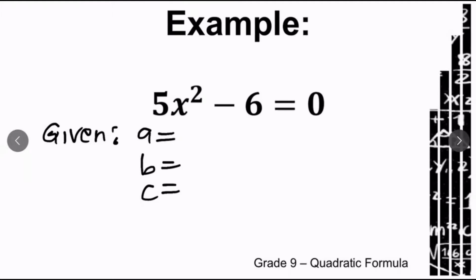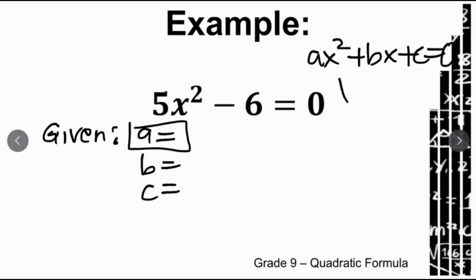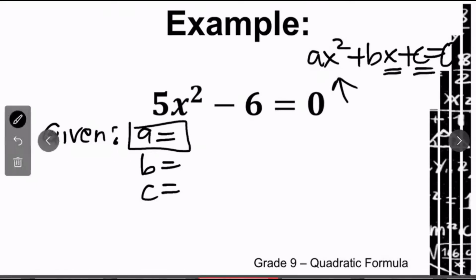Always remember our given quadratic equation is in standard form, so naka-form siya ng ating standard form na ax squared plus bx plus c is equivalent to 0. Therefore, automatically, ang value ng a natin ay katabi niya ay x squared. Ang value ng b natin katabi niya ay x. And yung c natin is just a number. So let us now identify the value of our a, b, and c.